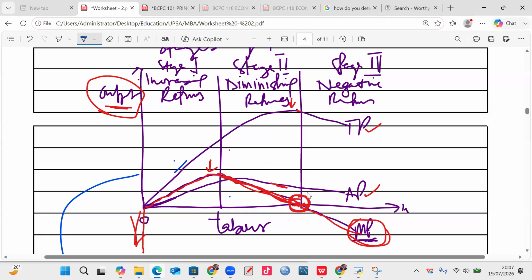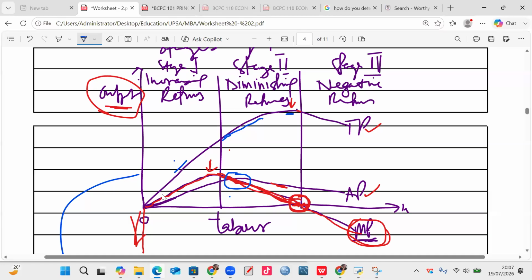Stage 2, you go and write stage 2, diminishing returns. In the second stage, total product continues to increase. Now I'm speaking on each of the curves here. Total product continues to increase, reaches maximum, and begins to fall. The average product, which is this curve, it cuts the marginal product at maximum. Look at it. It cuts it at its maximum. So when the average product was increasing, where it was going to turn was at the point where it cuts the marginal product. Are we good?